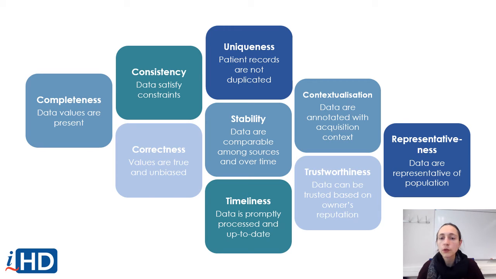Further, contextualization relates to whether the data are annotated with their acquisition context. So for example, whether blood glucose laboratory results were obtained while the patient was fasting or not. And then finally, representativeness captures whether a dataset is representative for the population it is supposed to be drawn from in order to allow valid inferences. Now, I know these descriptions are quite technical at the moment, but I will show you some visual examples in a bit that I hope can make things a little bit more tangible for you.